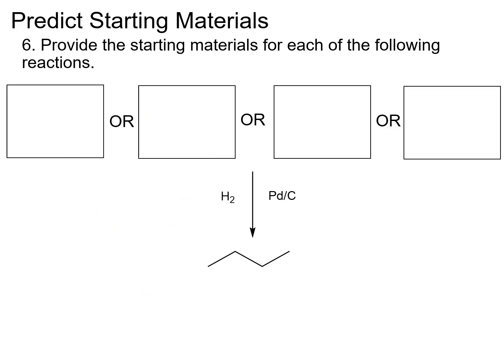And now for this one, H2 with PDC. Is that for alkenes, alkynes, or both? This is hydrogenation. This is for both. Remember we said H2 with Lindlar's, that was only alkynes. If we don't have Lindlar's, we can reduce either alkenes or alkynes.